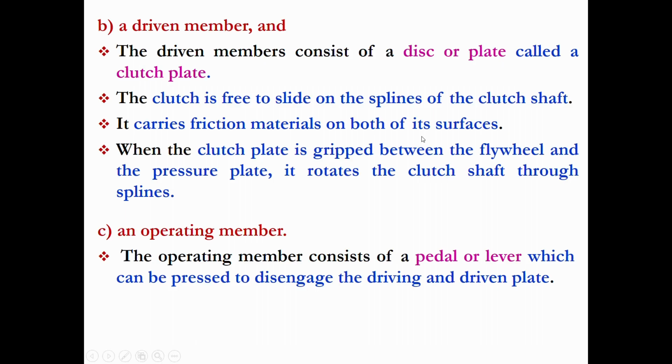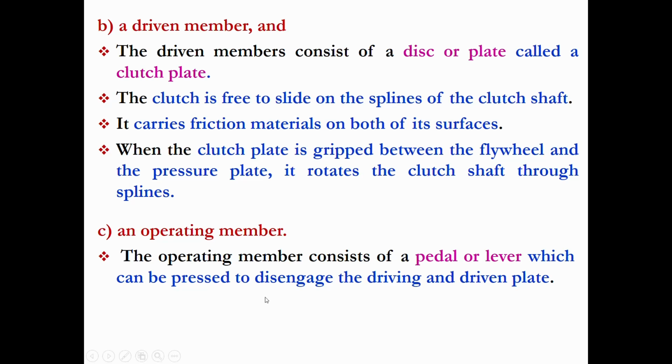The driven member has a disc or plate, which is normally called the clutch plate. It has friction materials, which should last longer, and there should not be any slip. The slip will be there, but it must be within the expected level. The clutch plate is gripped between the flywheel and the pressure plate. If it is pressed and gripped properly, then only can the power be transmitted from the driving member to the driven member.